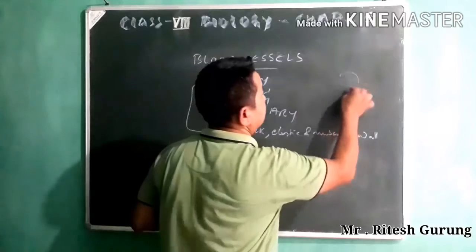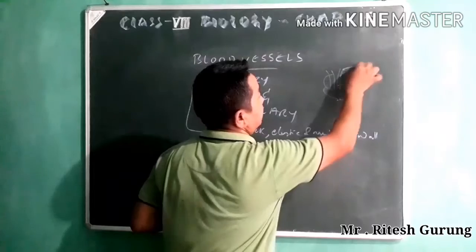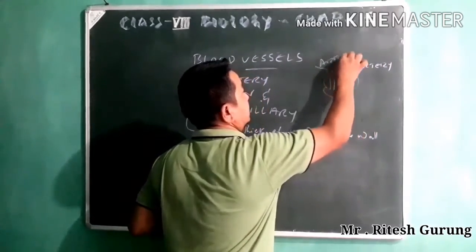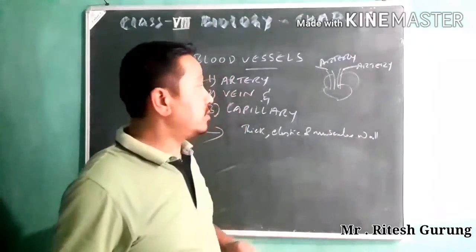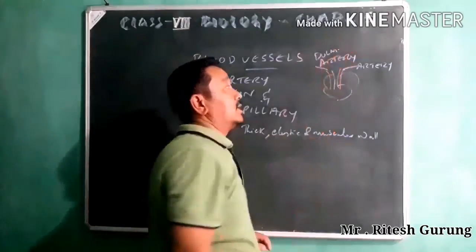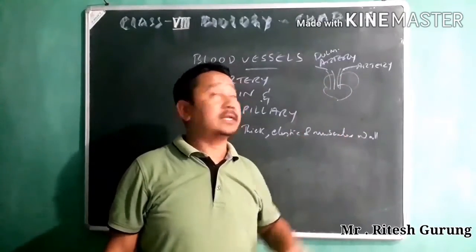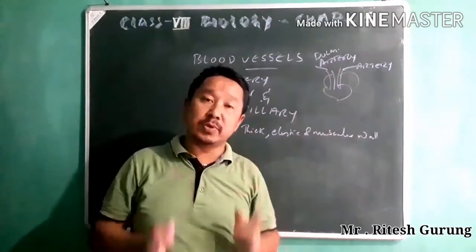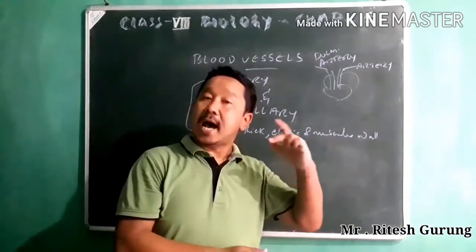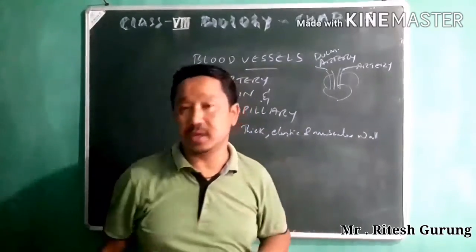Let us say this is the heart. This is roughly drawn. See, this is your artery here. Actually there are two kinds of artery: artery and pulmonary artery. The artery carries the pure blood from the heart to the different parts of the body, and the pulmonary artery carries impure blood from the heart to the lungs for purification. But whatever it is, in general, arteries carry blood from the heart to the different parts of the body.